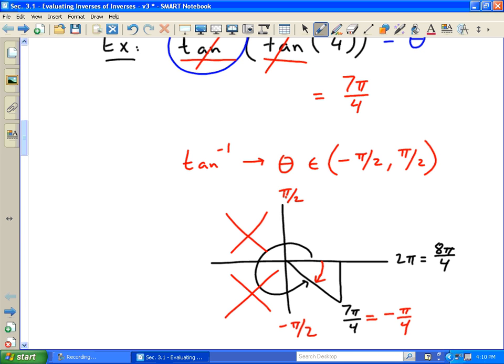So in other words, we see that 7 pi over 4, that angle, is coterminal to the angle negative pi over 4, and so negative pi over 4 would be the correct answer to this problem because it falls in the proper restricted area.